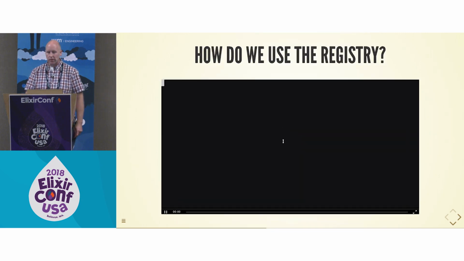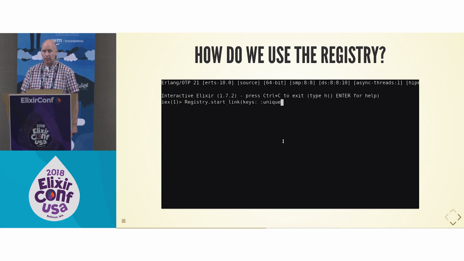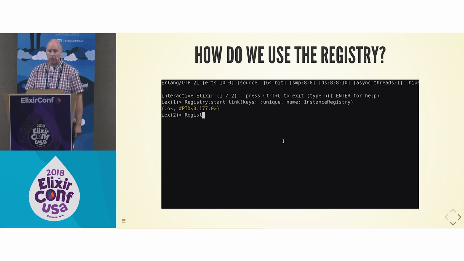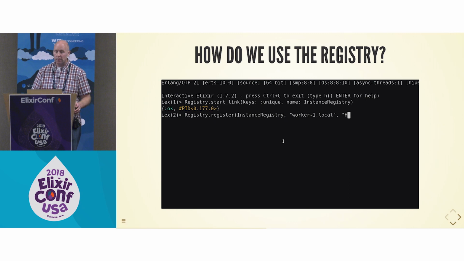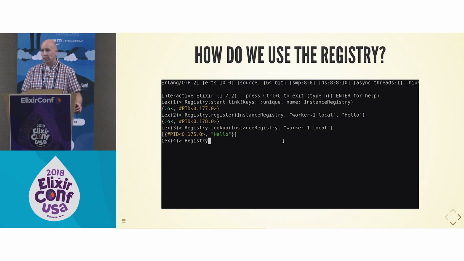So how do we use the registry? Well, it's actually pretty simple. We call start_link on Registry. We tell it what kind of registry that we want. In this instance, we're going to create a unique key registry, and we're going to give it a name, InstanceRegistry. Then we're going to try to register against that registry a key. And in this case, we're going to give it an instance name, and we're going to give it a value, hello. We can do a lookup against that registry for that key to get back the value associated with it and the process that registered that key.